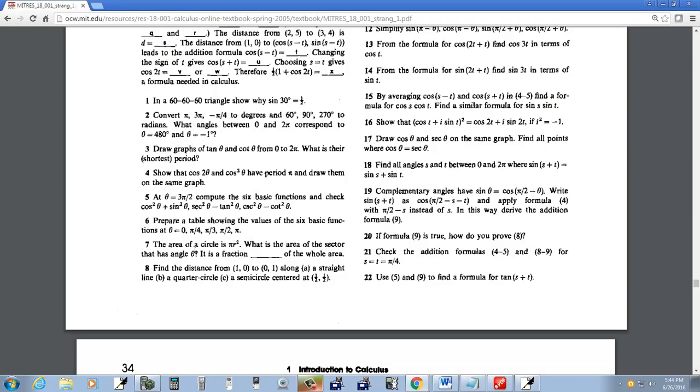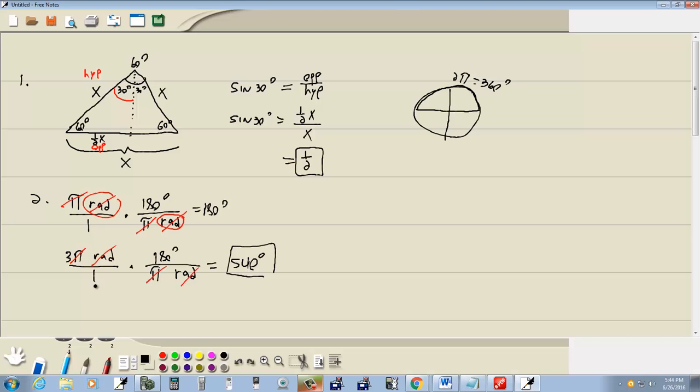And then negative pi over 4. Radians, I put over 1. And again, we'll put radians down here, and then degrees goes up here. So this radians cancels with this radians. As bizarre as it seems, this pi here cancels this pi. And we're left with negative 1/4 times 180 degrees. Negative, and then that divided by 4 gives us negative 45 degrees.